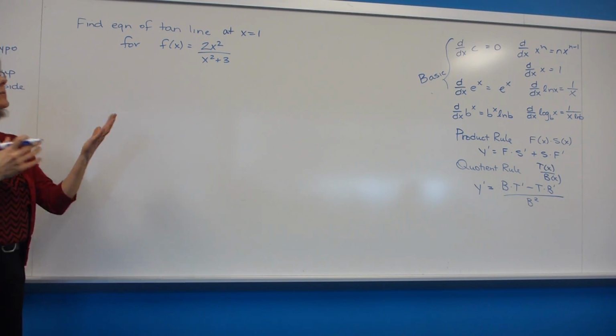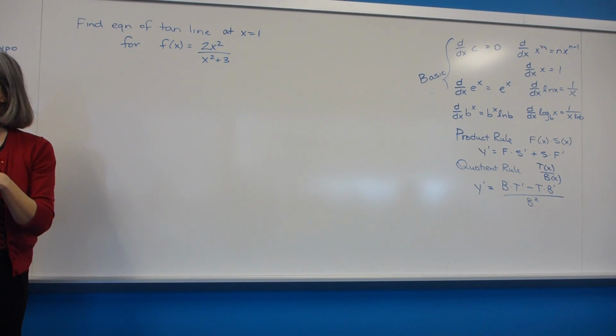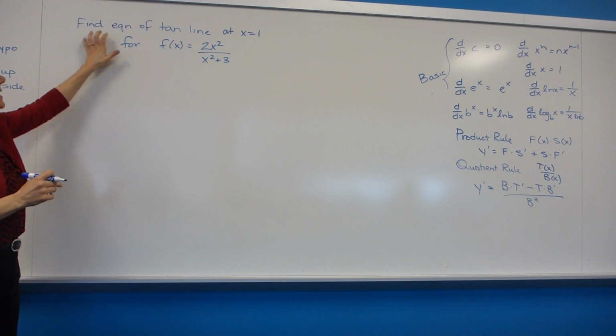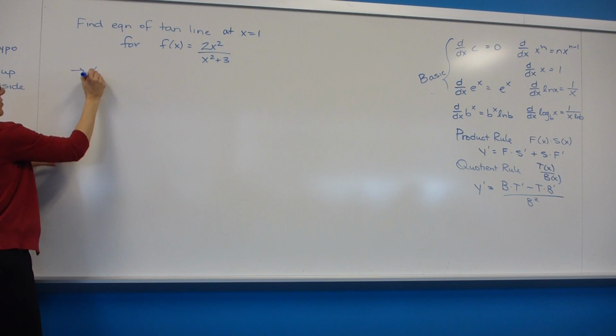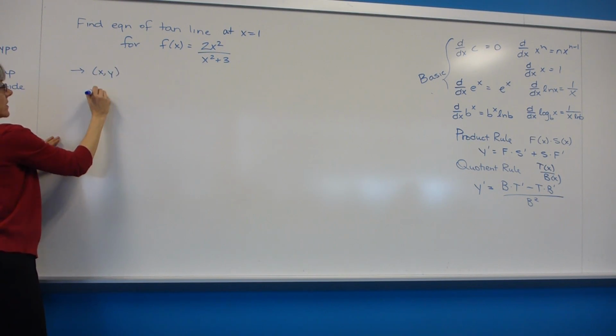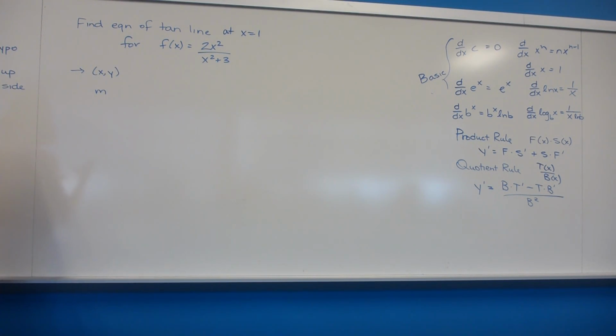So, reading this problem, I'm going to use lots of abbreviations. How do I know what I need to do? Find the equation of a line. So the first thing I know I need is a point and the slope. I have to have those two pieces.